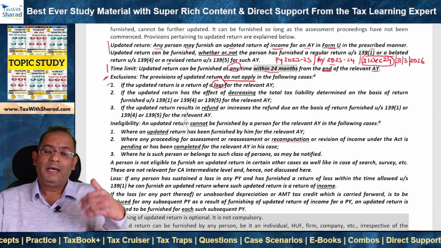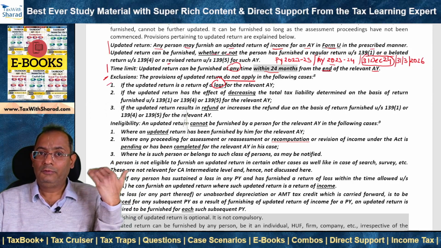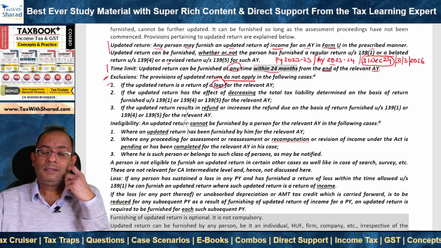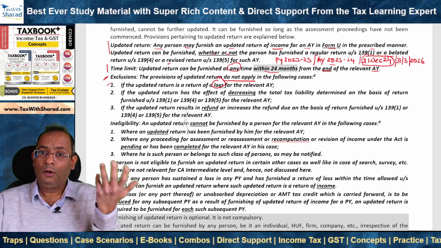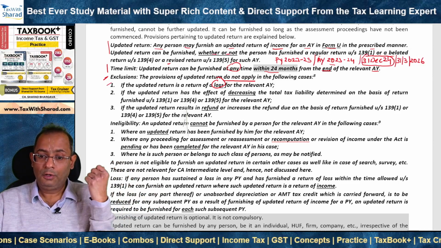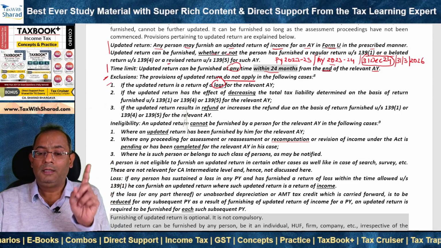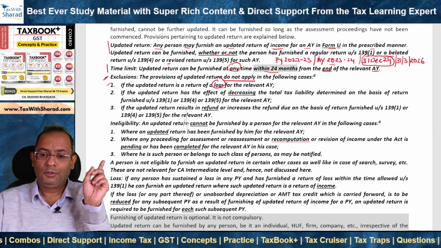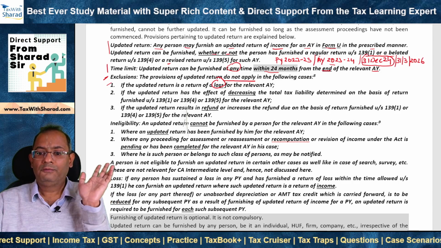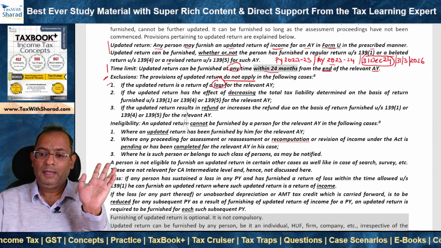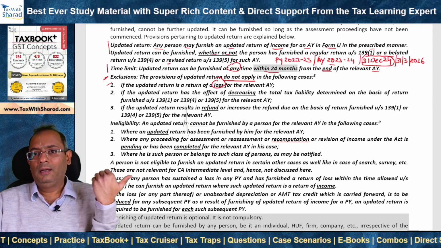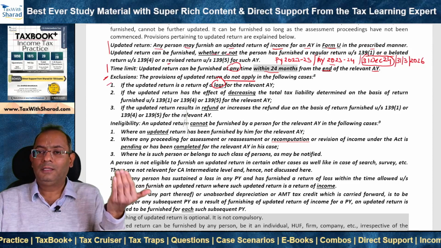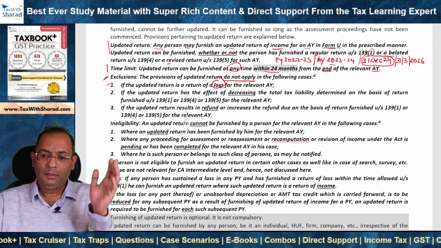So for example, if the taxpayer has earlier furnished a return of income and then he realizes that there is a loss and now he needs to furnish a return of loss, he cannot update his return under 139(8)(a). So return of loss cannot be furnished under 139(8)(a) because it will then result in a tax revenue loss for the government.